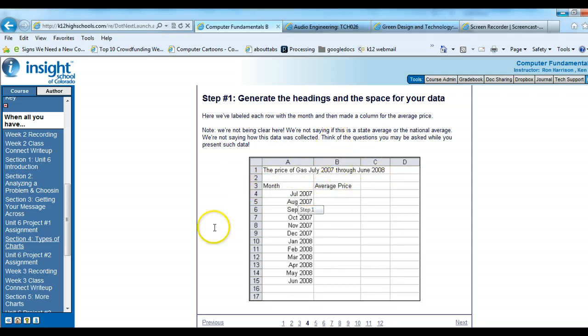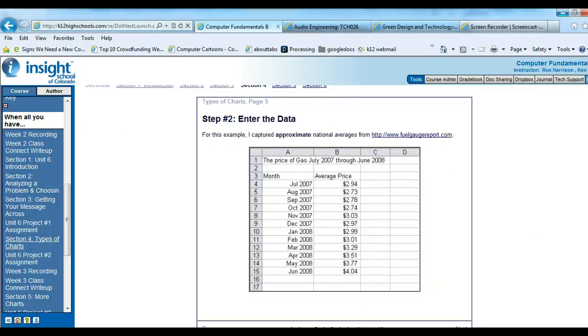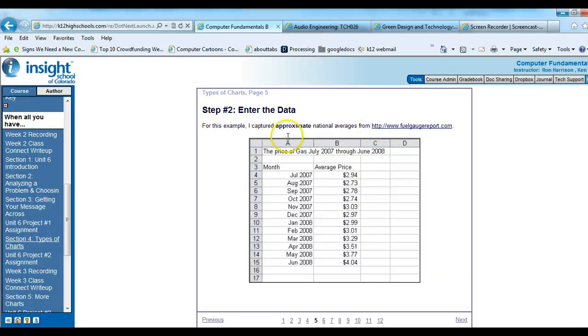So make this chart as you go through this presentation. Do this exactly, because the spreadsheet is going to be the basis for the chart you'll make in a little bit. So you'll enter all of this information, and you can see these are just numbers that they put in. So you're going to recreate this exactly like this.